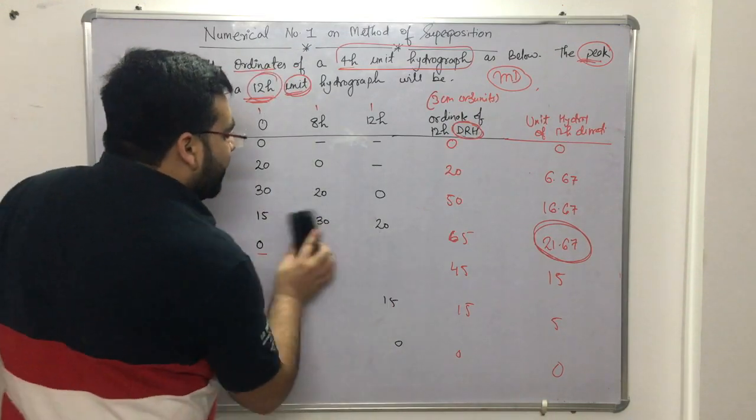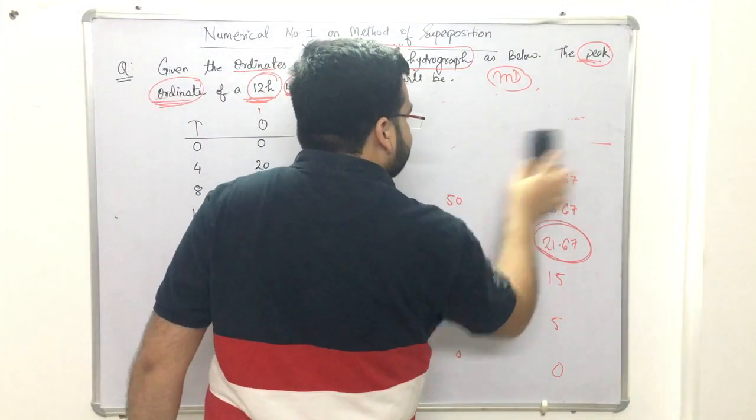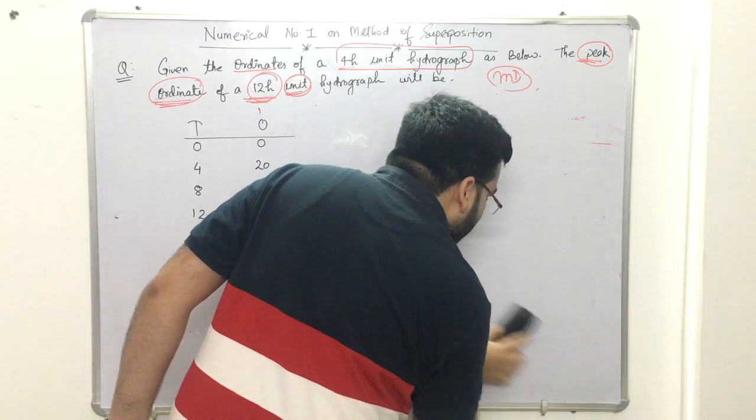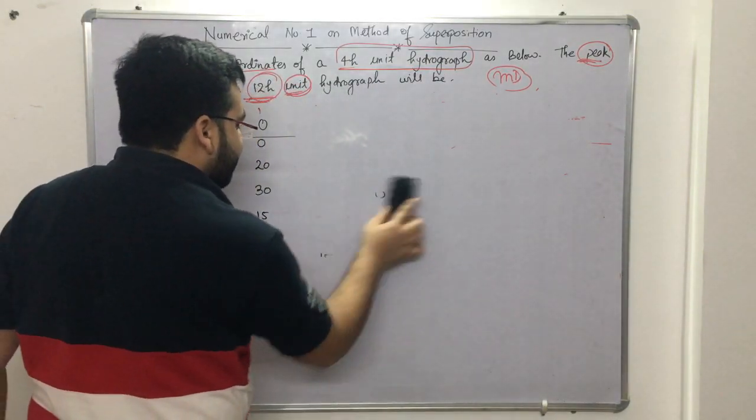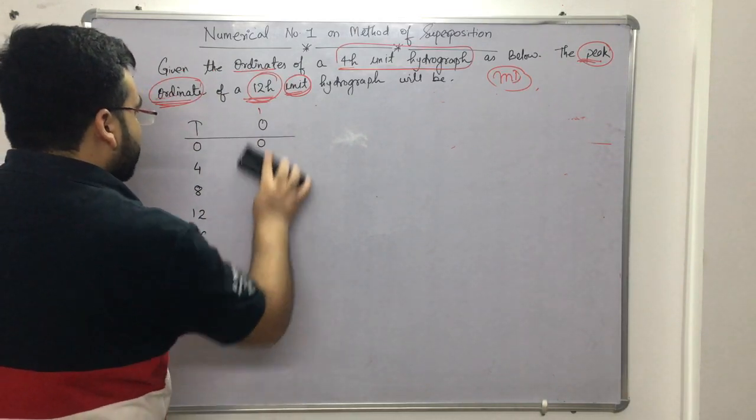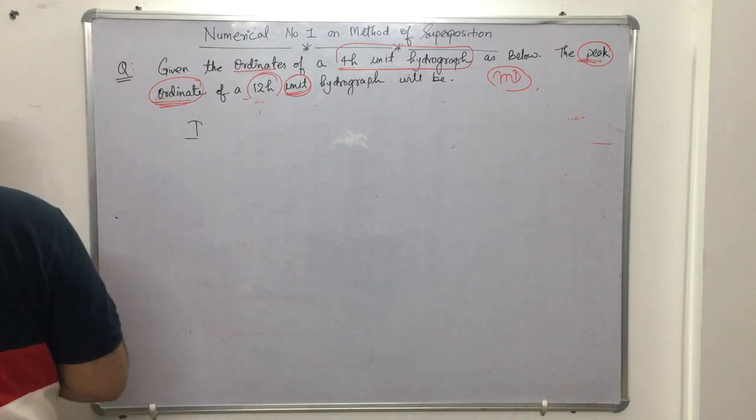What you need to do is, in the question what was given, let me rub this. In the GATE examination, there is no need to draw the table because it will be a very lengthy process. So in the GATE examination, what you need to do? 0, 20, 30, 15, 0. So the question was like this.